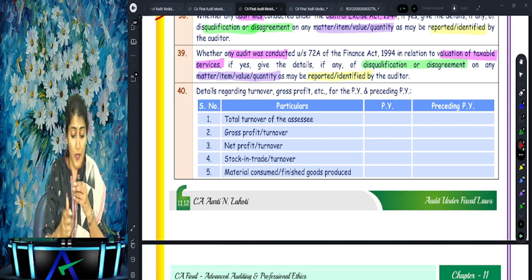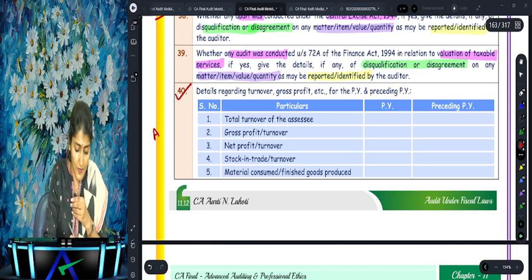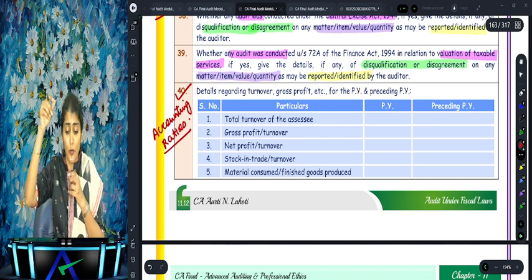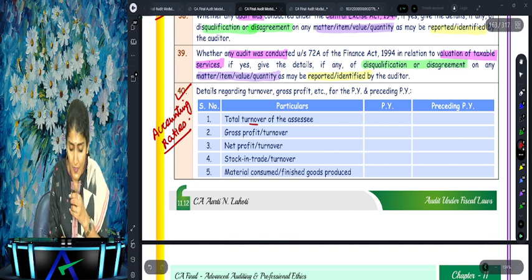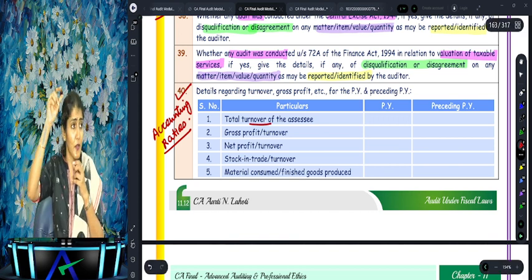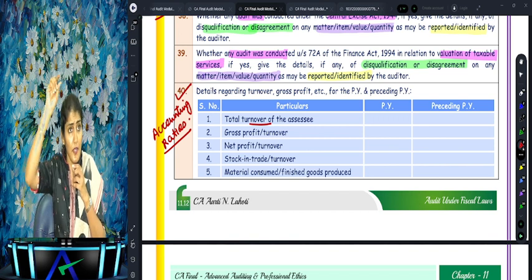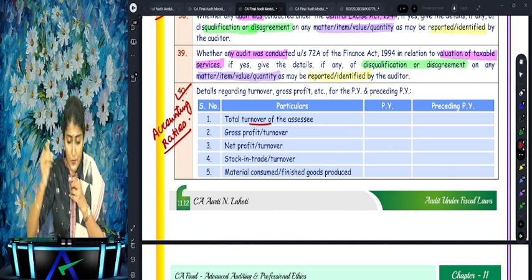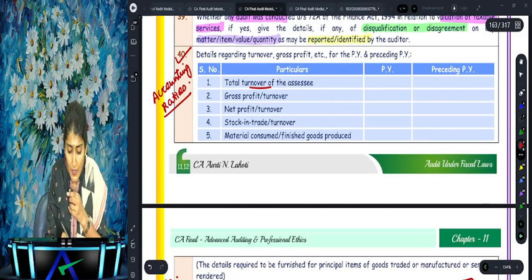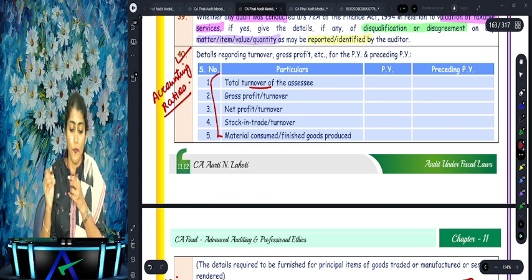Yes. And then you have the 40. What is 40? It is regarding the accounting ratios in the form 3CD. And what are the accounting ratios over there? One, the total turnover of the assessee. Now that's not an accounting ratio, but yes, total turnover of the assessee. Then you have the gross profit to turnover, net profit to turnover, stock in trade to turnover, material consumed to finished goods produced, right? So these are the accounting ratios which are to be given in the form 3CD.